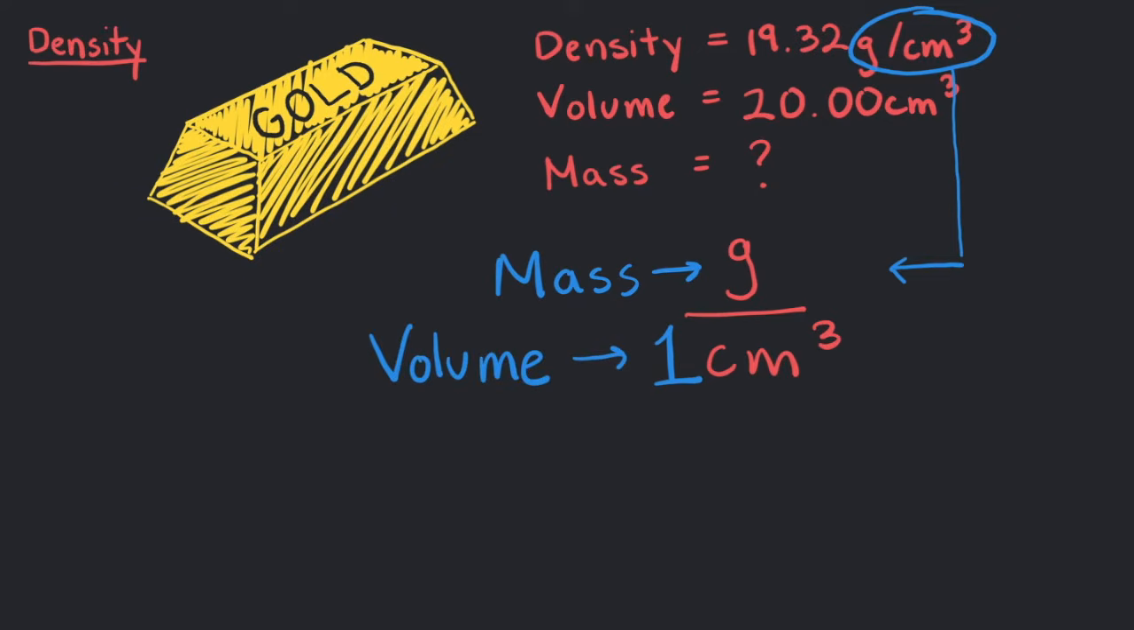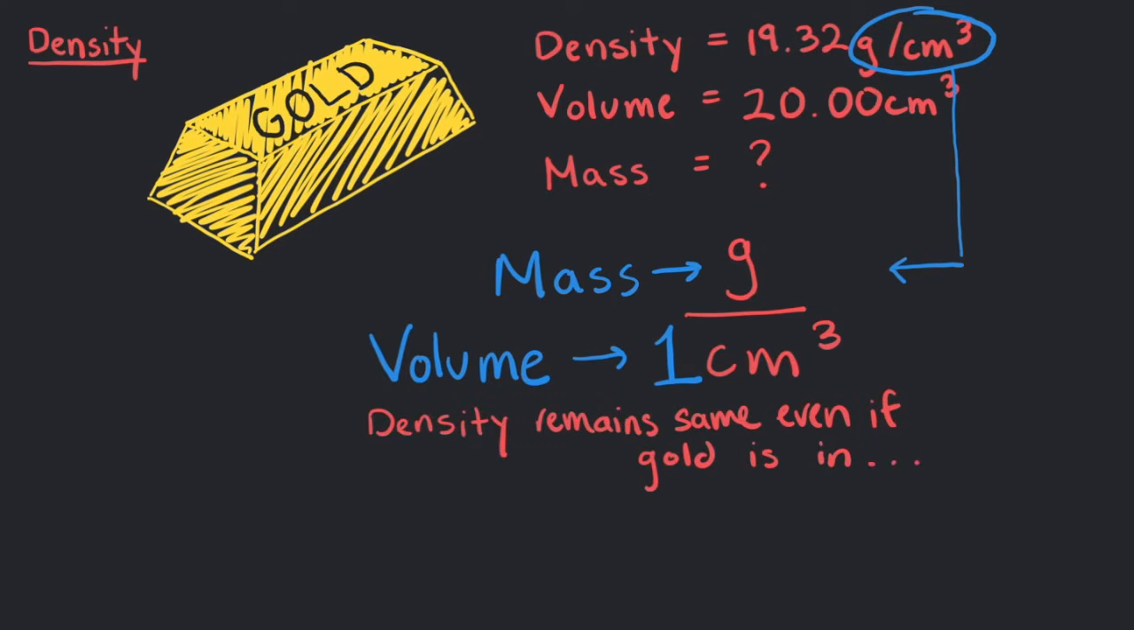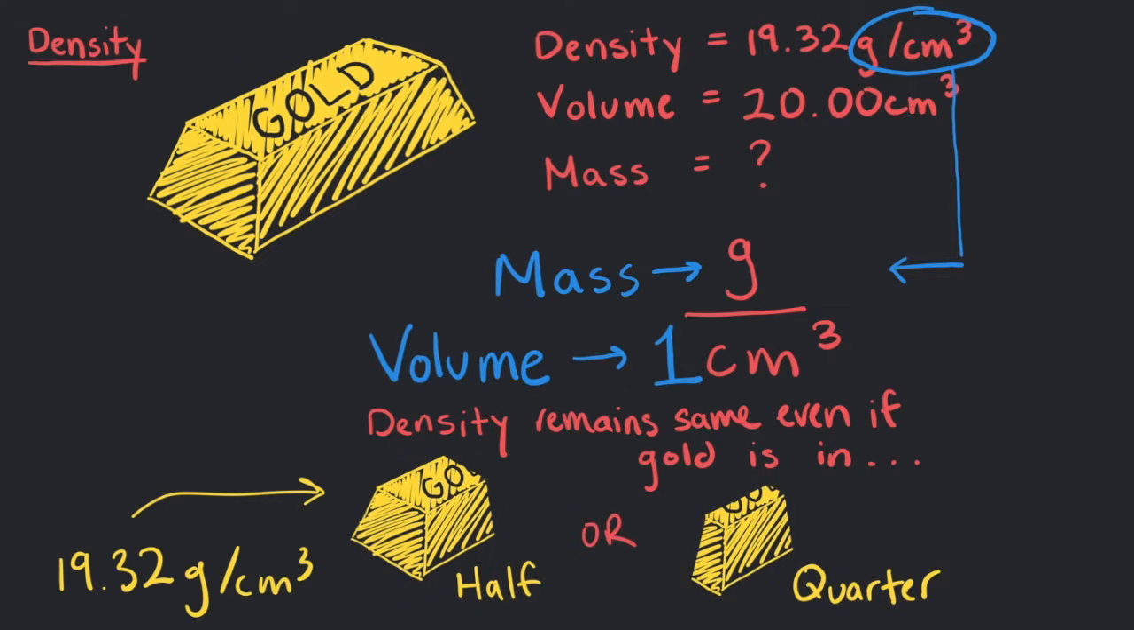Think of density as a conversion factor, because the density of an object will always remain the same no matter how much of it you have. Even if we cut the piece of gold into halves or quarters, it will have a density of 19.32 grams per cubic centimeter, because density is the mass of only 1 cubic centimeter of the substance.